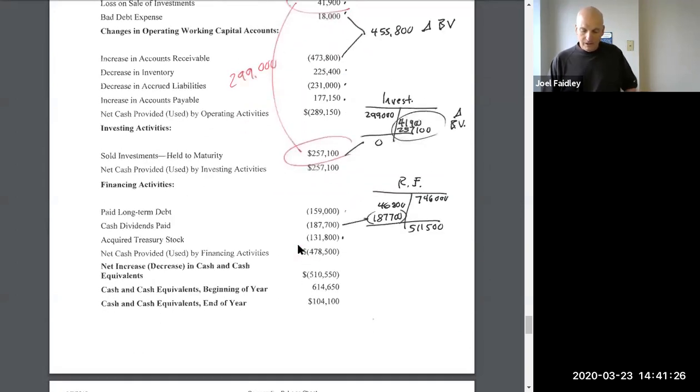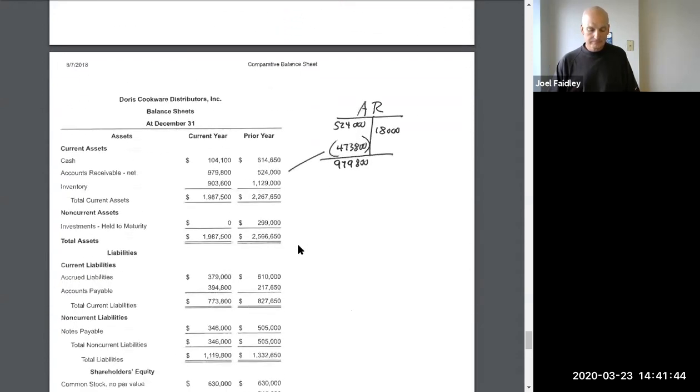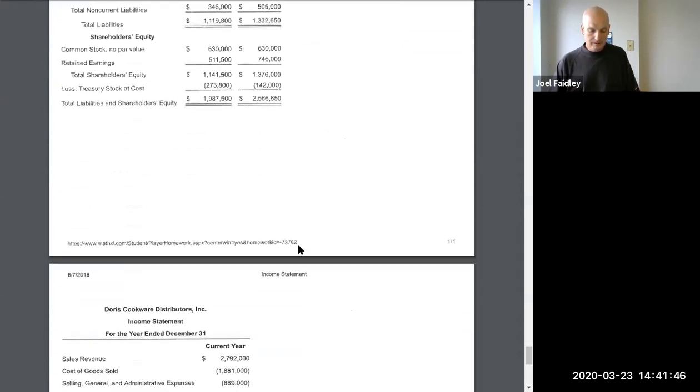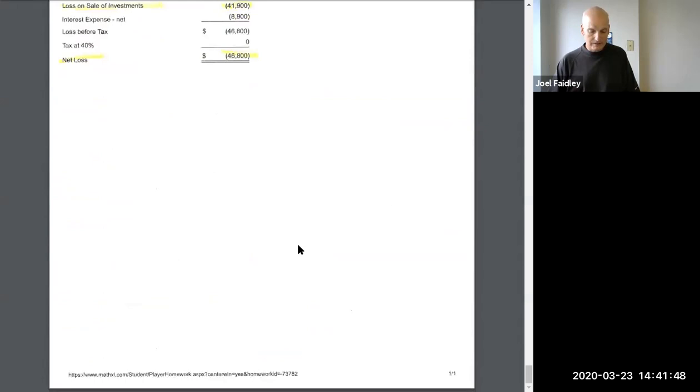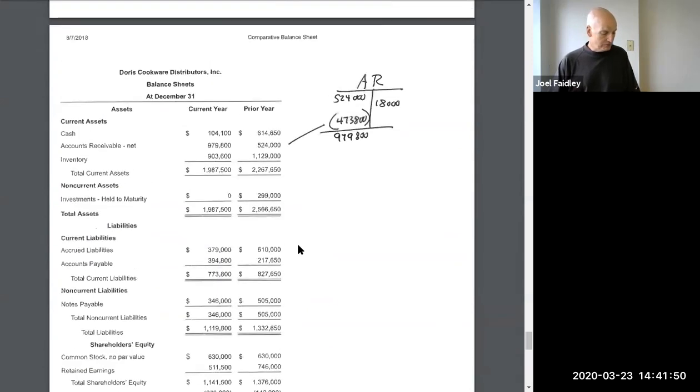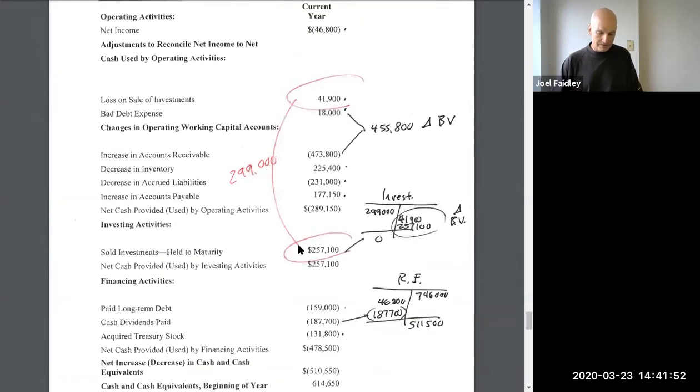And again, always reconcile retained earnings. Beginning balance, ending balance. 46.2 or 46,800, that's my loss. And so I had cash dividends paid out of 187.7. There's no other explanation for it. Has to be. All right. So those are the 4 exercises. Make sure you understand those so you can work them on an exam.